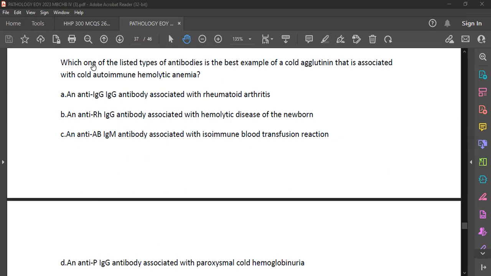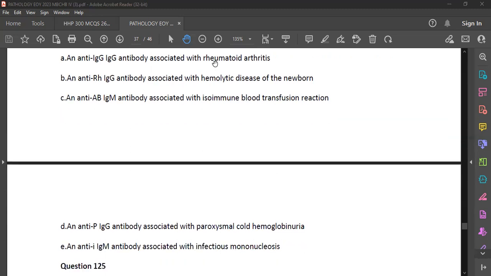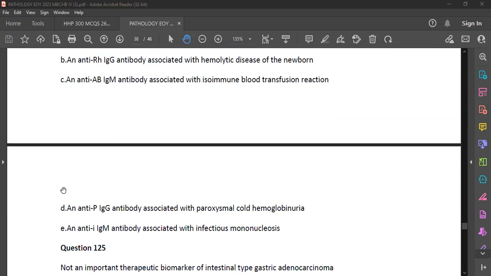And so these antibodies, we expect them to react with red blood cells, leading to hemolysis. So the best answer here is choice D, where an anti-P IgG antibody associated with paroxysmal cold hemoglobinuria. So this paroxysmal cold hemoglobinuria is a specific type of cold autoimmune hemolytic anemia. And the antibody that is present is anti-P. Yeah, so the answer is D.